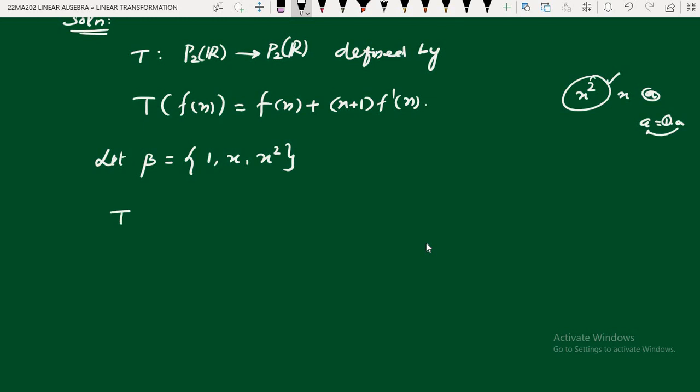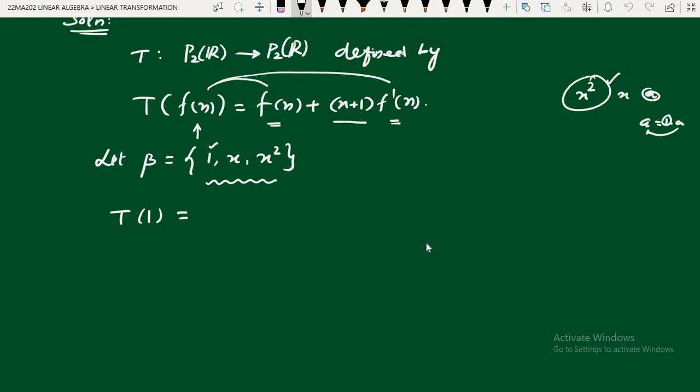First take T of f of x. T of f of x means this is the input. So from the first set you have to take the element. This is the basis elements from the first set. So take the basis element 1 here. So T of 1 equal to, see the definition tells T of f of x equal to f of x, which you have to write as it is, then write x plus 1, then f dash of x you have to take. In these two places only you have to use that f. Here directly you have to use this f, and here you have to differentiate that f. With that you have to multiply x plus 1. This is the function we define.